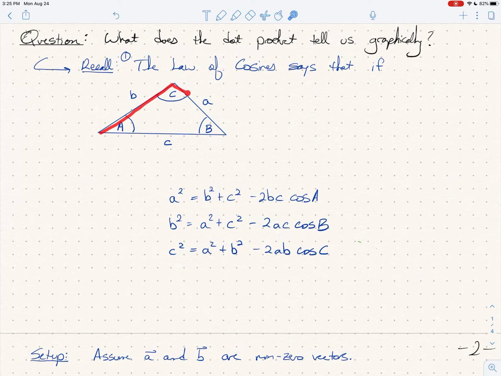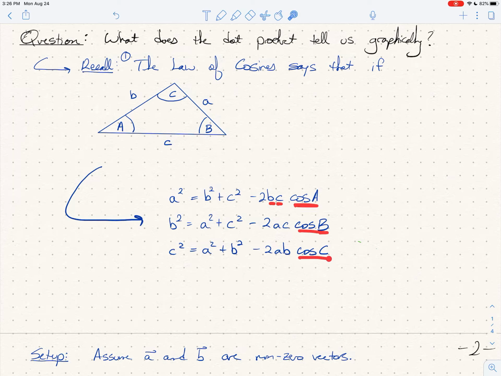I've got a triangle, and I'm going to label my sides with little a, little b, little c. And the opposite angle of little a is big A, and likewise big B and big C, vice versa. Okay, so the law of cosines says in that case, you get the following three formulas. There are three because it depends on which side you want to isolate. So for example, a squared, the length of a squared, is the length of b squared plus the length of c squared, minus 2 times the length of b, length of c, cosine of A.